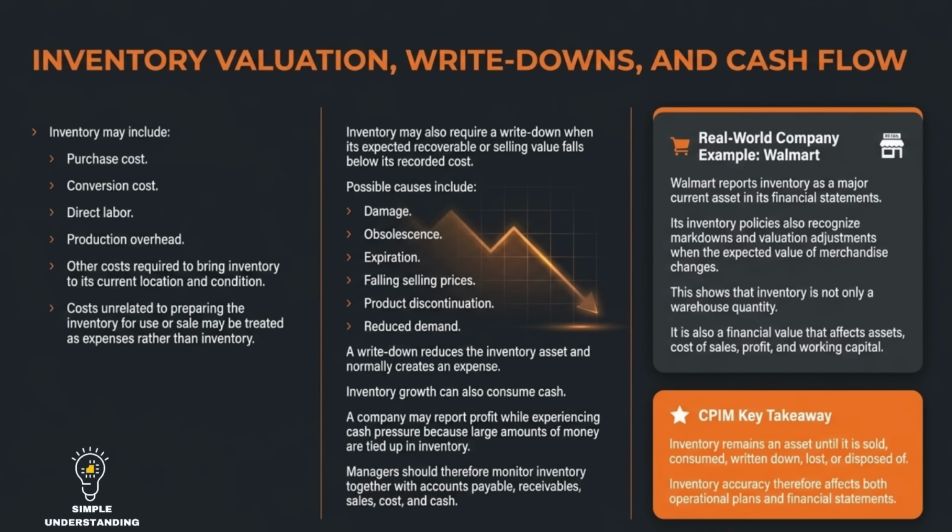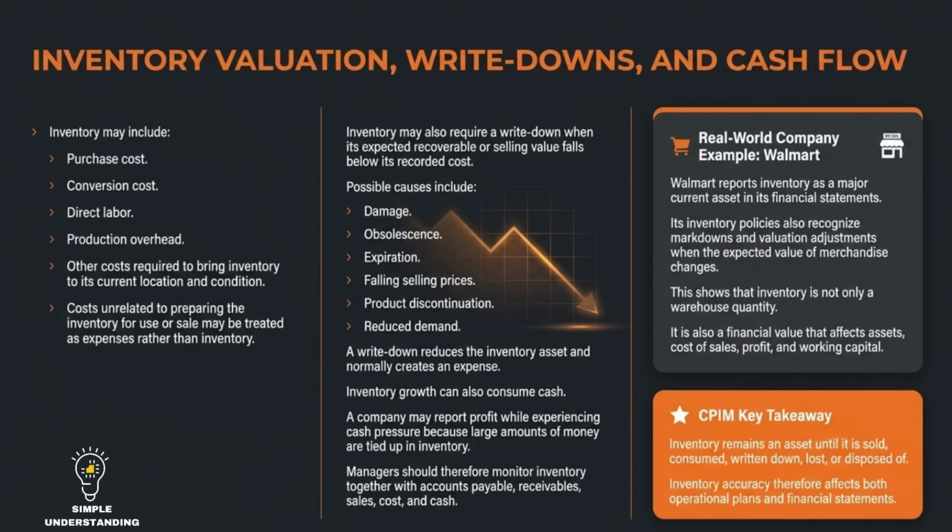Real-world company example. Walmart reports inventory as a major current asset in its financial statements. Its inventory policies also recognize markdowns and valuation adjustments when the expected value of merchandise changes. This shows that inventory is not only a warehouse quantity, it is also a financial value that affects assets, cost of sales, profit, and working capital.